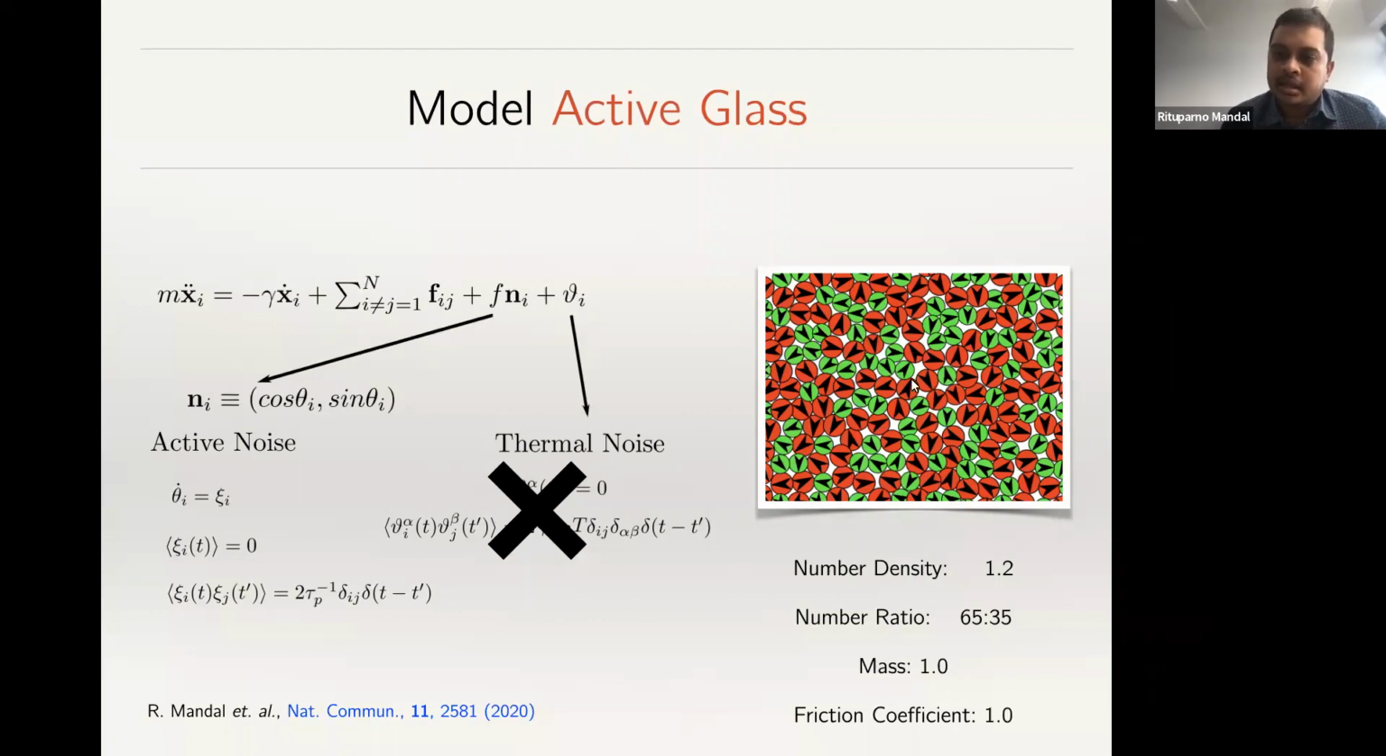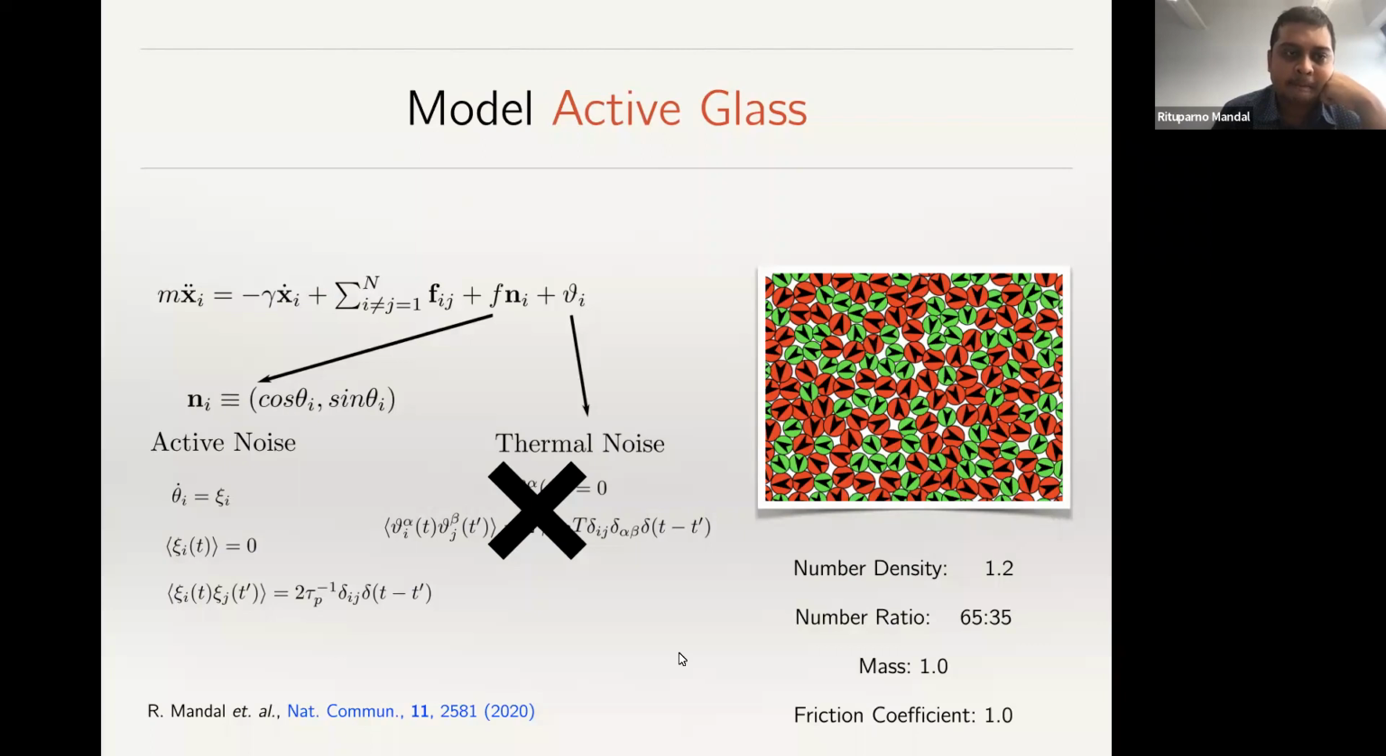And then the number density of these particles in this particular model is 1.2, and this is something that I have not chosen. It's standard Kob-Andersen glass, so I just kept it there so that my system becomes a Kob-Andersen glass in the limit when I put my activity to 0. Similarly, the number ratio of A and B is also fixed in Kob-Andersen glass, which is 65-35. You can try other ratios as long as the material is a glass former, I think it's fine. And then the mass and friction coefficients are taken to be 1.